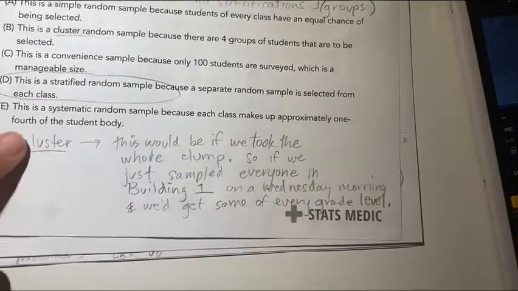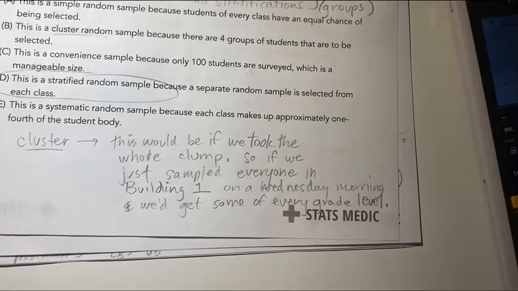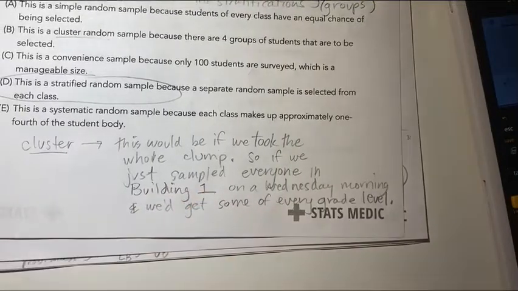If you thought it could have been a cluster sample, let me explain what that is. So a cluster sample would be if we took a whole clump. So imagine if we wanted to sample, not the entire school, just a clump. But we wanted to get everybody. We wanted to get freshmen, sophomores, juniors, seniors. We wanted to get kids in all the programs, maybe kids from all over the school. So if we surveyed everyone in building 1 on a Wednesday morning, we would get some of every grade level and some of everybody from every background, and that would be called a clump or a cluster random sample. We survey everybody in that clump. Okay.